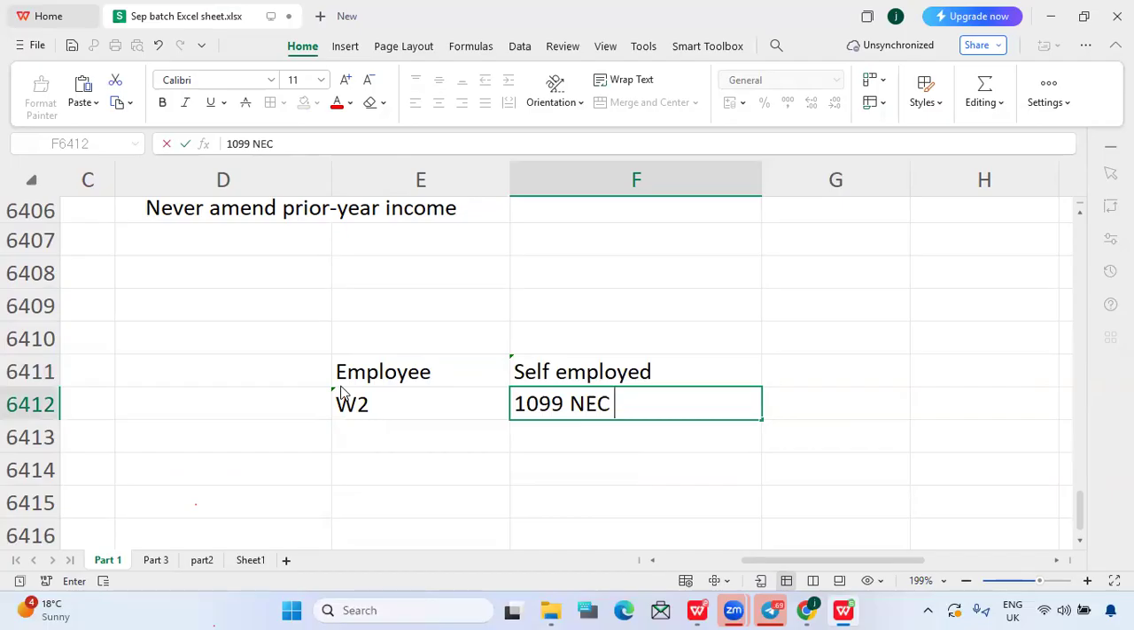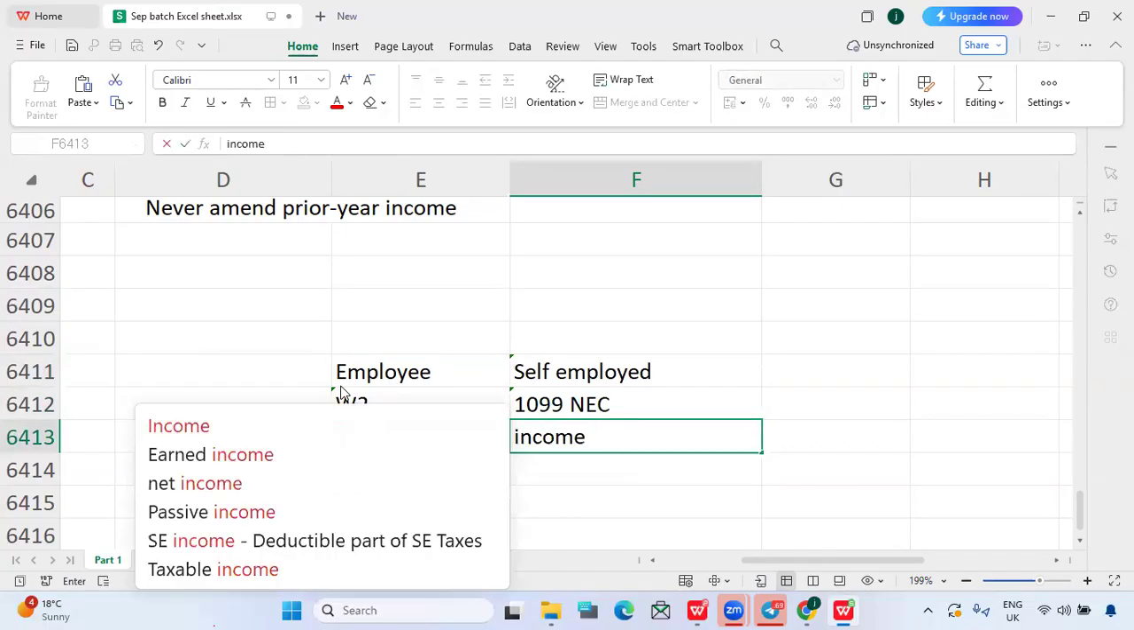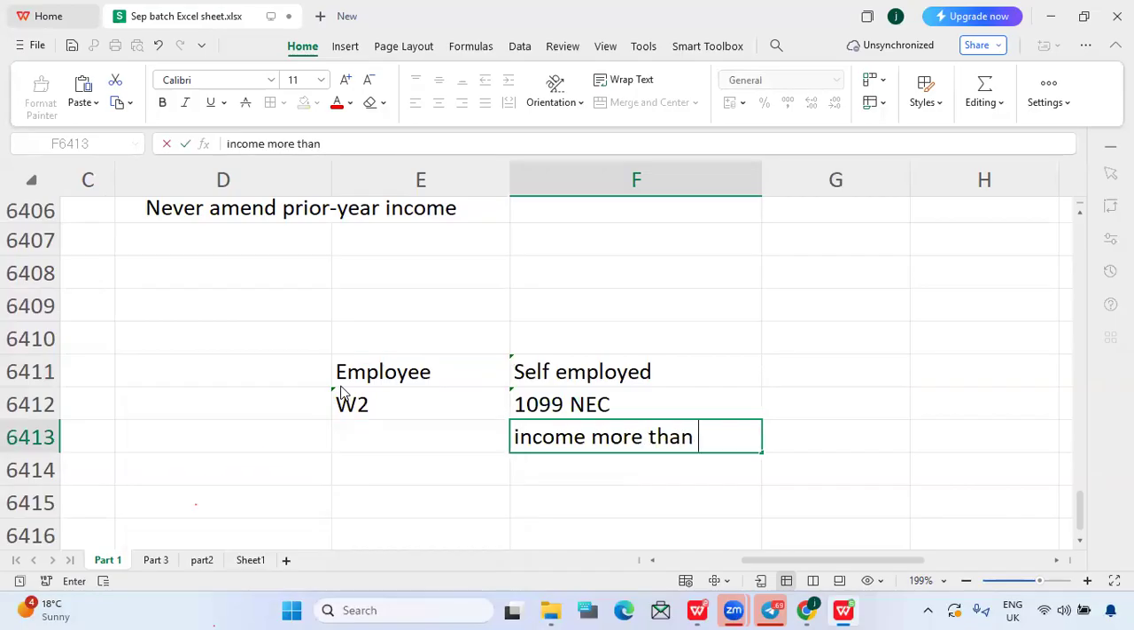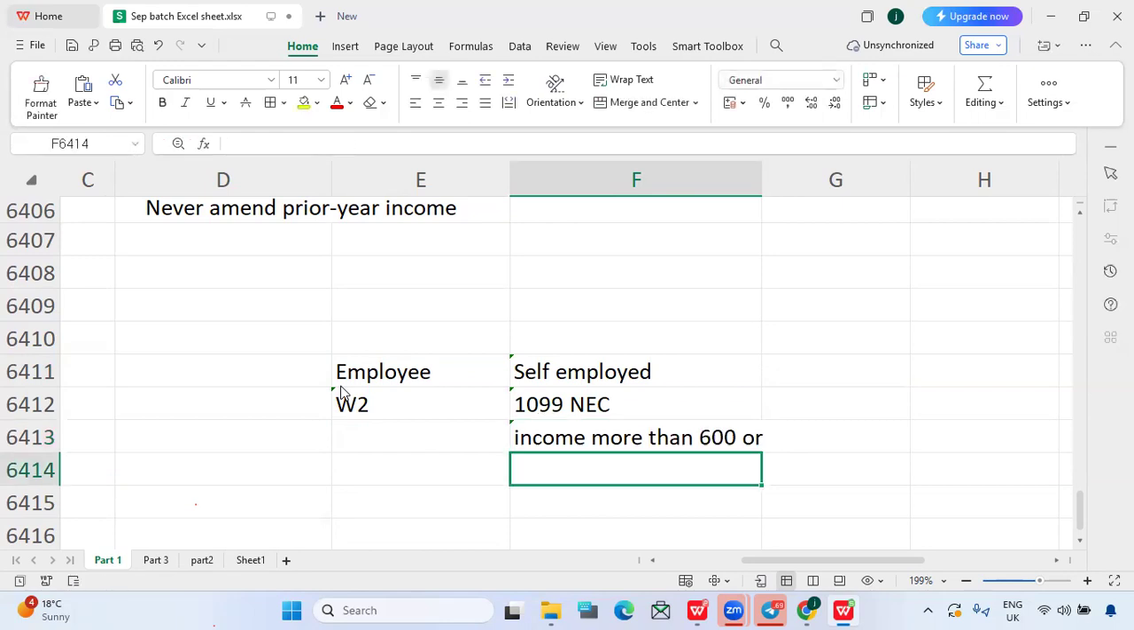This is also very important. We will get the 1099 NEC when the income is more than, does anyone remember this threshold? 600. If it is 600 also, it is the responsibility of the payer to generate this 1099 NEC.